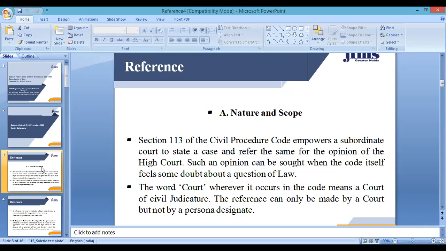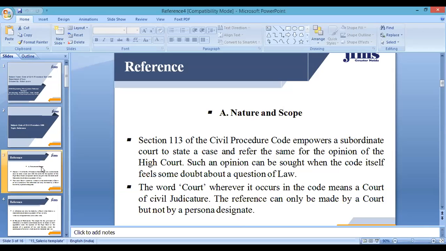The relevant provision for reference is given under Section 113 of the Code of Civil Procedure and Order 46 of the CPC. Section 113 deals with the substantive portion and Order 46 provides the procedural portion. Section 113 empowers a subordinate court to state a case and refer the same for the opinion of the High Court. Such an opinion can be sought when the court itself feels some doubt about a question of law.